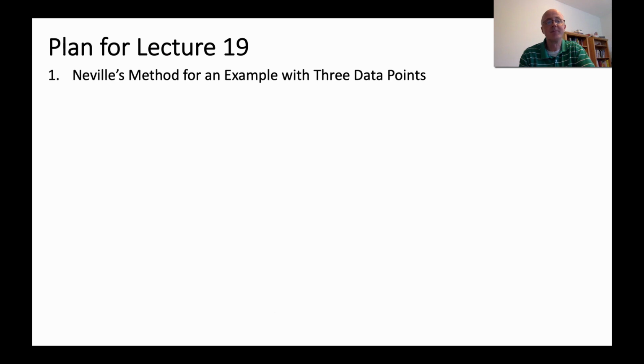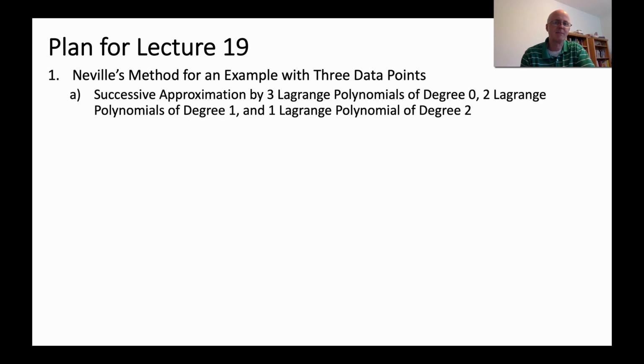So here's the plan. First we'll talk about Neville's method for an example with 3 data points. It's the simplest possible situation. We're going to build up the general iterative scheme step by step. We'll start with 3 Lagrange polynomials of degree 0, which really means constant functions. Then 2 Lagrange polynomials of degree 1, those will be linear functions. And then finally 1 Lagrange polynomial of degree 2, that'll be a quadratic approximation.